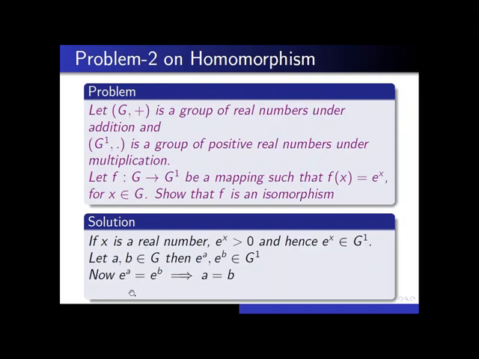Here if you apply the logarithm on both sides, log e power a is equal to log e power b. So what is the value of log e power a? It is a. Log e power b is b. So a is equal to b. We have taken f of a is equal to f of b and we have proved that a is equal to b. So we say f is one-one according to the definition.